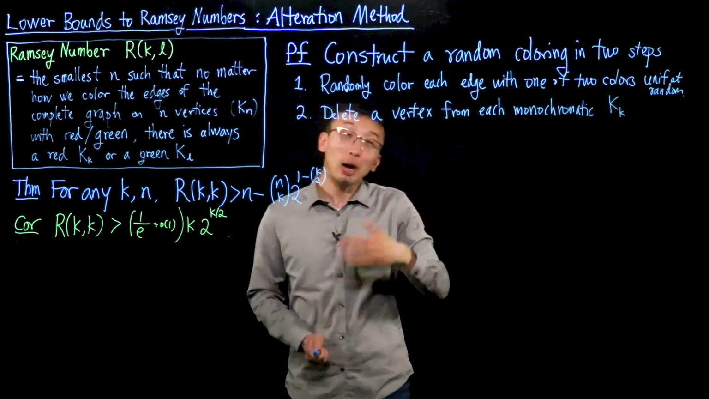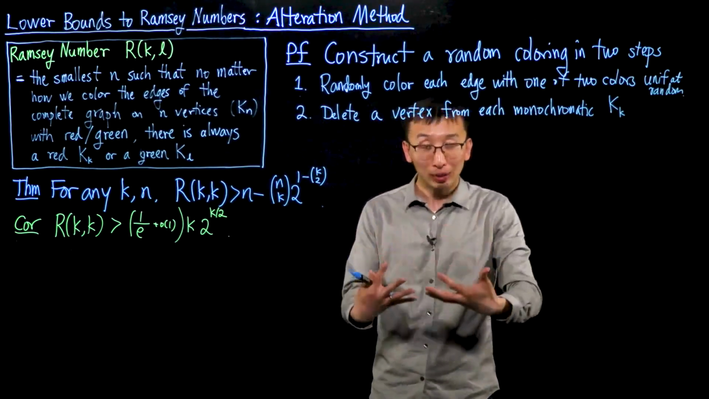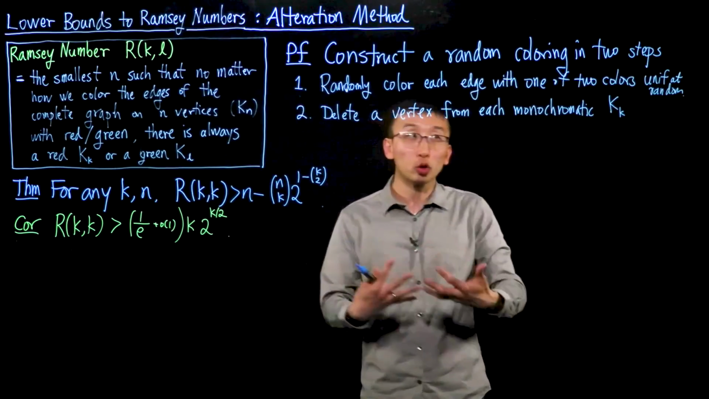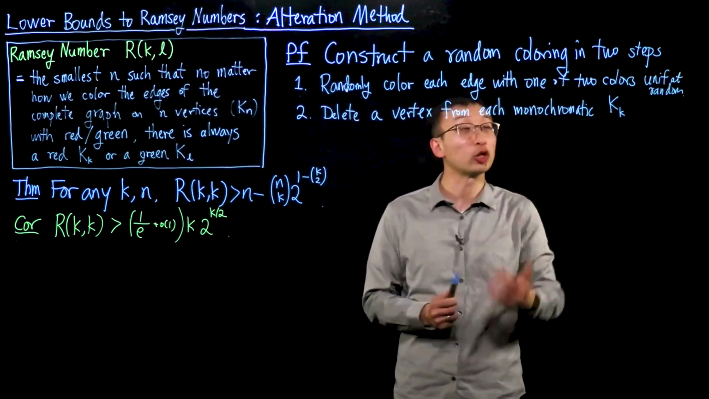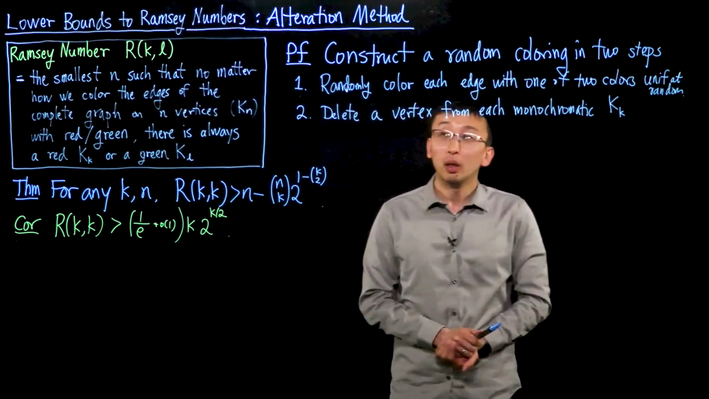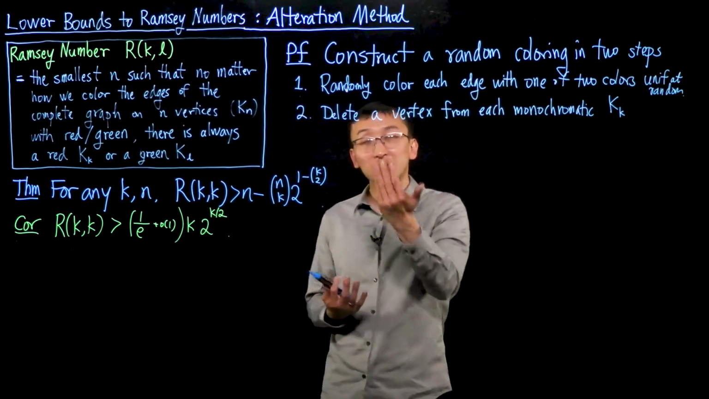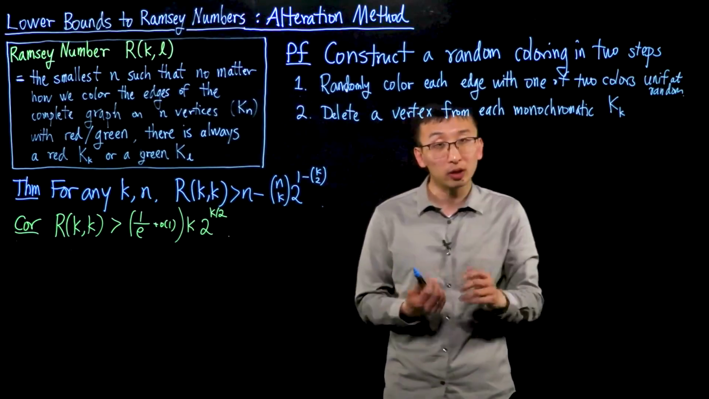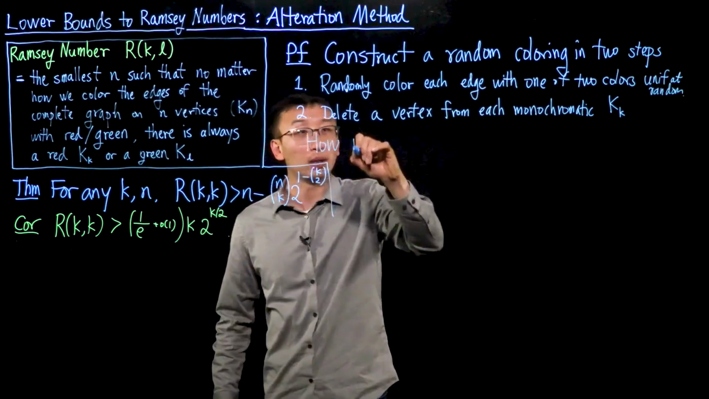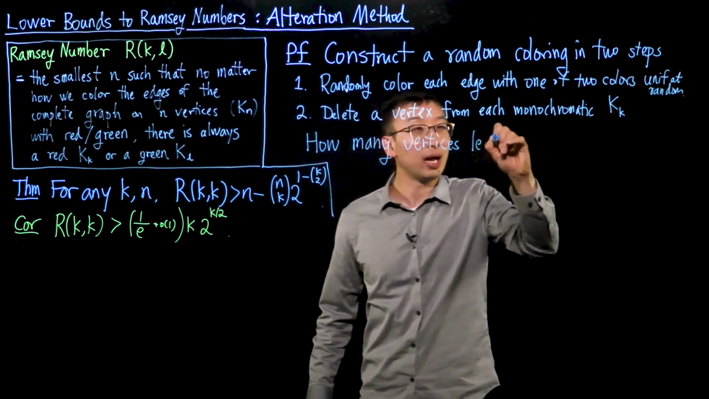Okay, so after this process, what we are left with is an edge coloring of some complete graph where there are no monochromatic k-cliques left because we've destroyed all such monochromatic k-cliques in the second step of this process. How many vertices are left? Right, so we started with initially n vertices, but in the second step we deleted some, so we don't have as many vertices as we started with initially. So let's ask ourselves how many vertices are left at the end of this process.